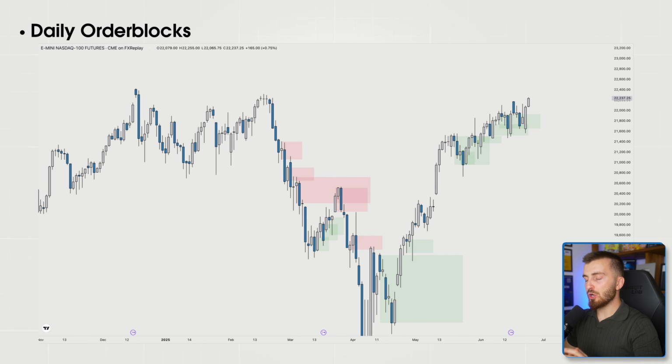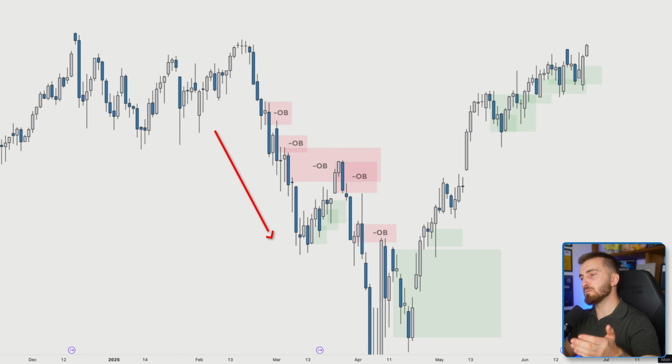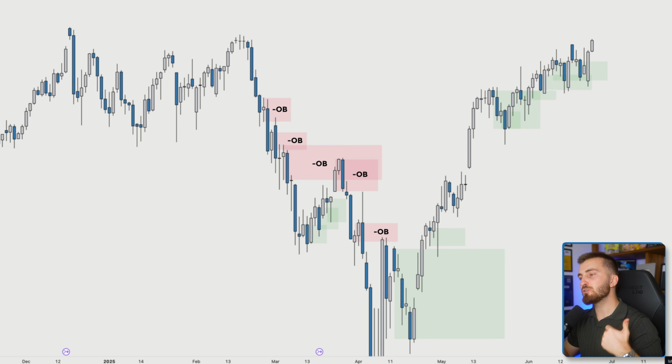So I took a screenshot of every single order block right here as NASDAQ was moving to the downside and as NASDAQ was moving to the upside. And what you can see is that as the market is moving lower, it's consistently respecting bearish order blocks. For traders who don't know what order blocks are, it's simply a counter trend move in a trending market. So if the market is bearish, but on a specific day it moved bullish, or in a specific time period it moved bullish, it creates a bearish order block.